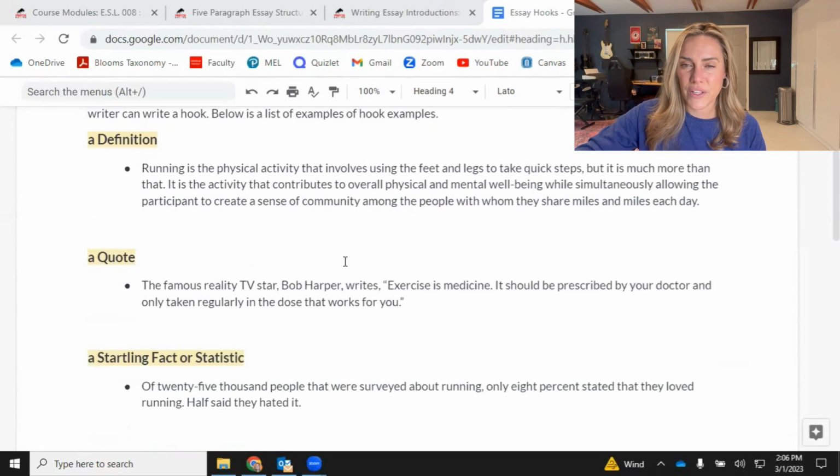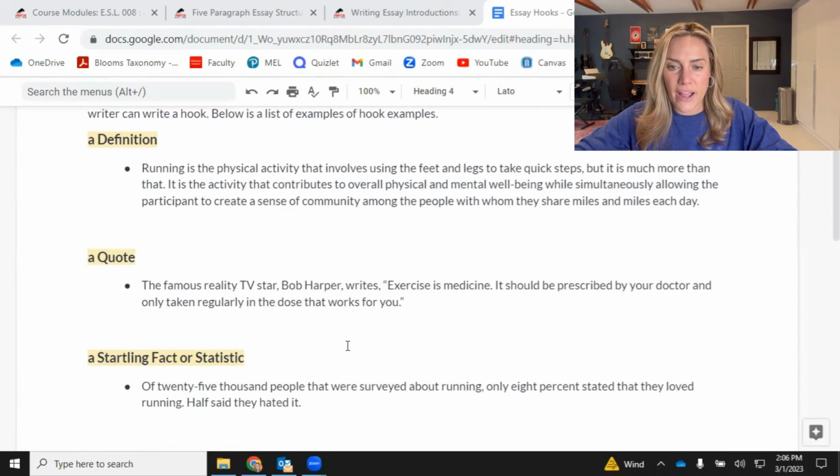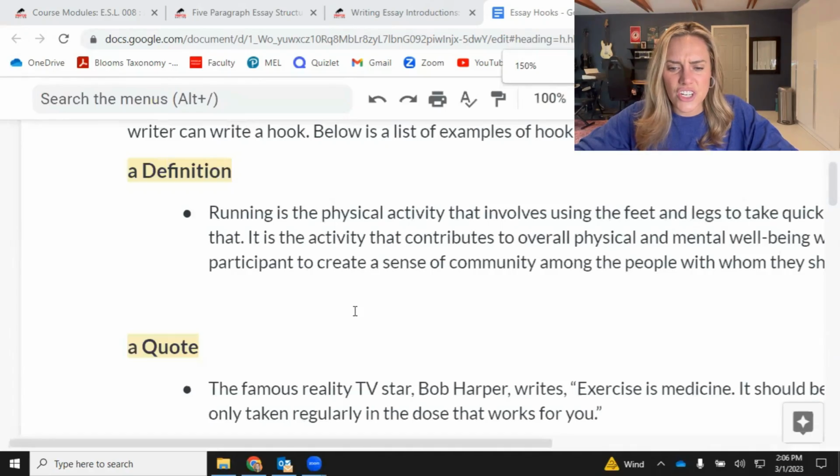All right, one is a definition. I think this is a really great way to start a paper by using a definition. A definition is just what we use when we explain something for the first time to someone. And you could write a definition for anything you are writing about. You can make your own definition.